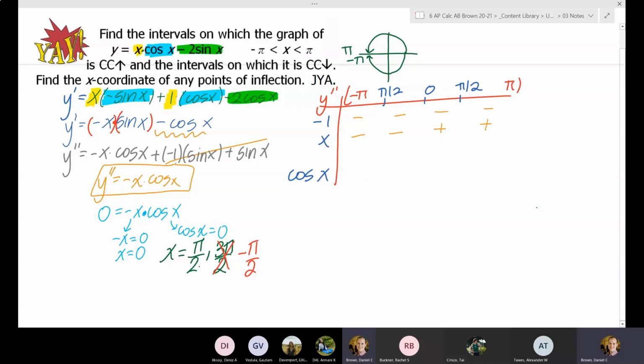And then cosine, I just kind of think about the unit circle since it is just a factor of the cosine of x. If we're from negative pi to negative pi over 2, that is the third quadrant. Cosine is negative. From negative pi over 2 to 0, that is in the fourth quadrant. We know cosine is positive. From 0 to pi over 2, cosine is positive. And from pi over 2 to pi, cosine is negative. I keep messing up. Negative.